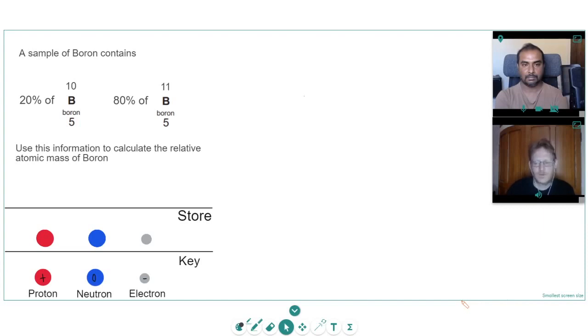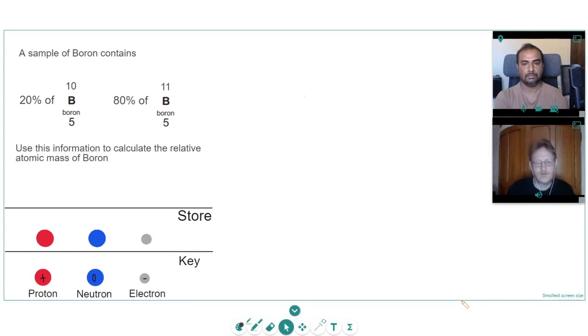So we can do this visually. We're just going to change those percentages to ratios in the first case. So 20 to 80% as a ratio is 20 to 80. If we divide both of those by 10, we'd get 2 to 8. And 2 to 8, if we divide both of those by 2, we'd get a 1 to 4 ratio. So we're going to show that there's a ratio of 1 to 4 boron-10 to boron-11 isotopes.